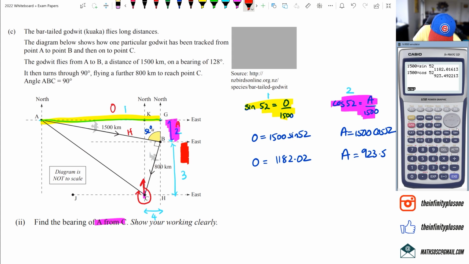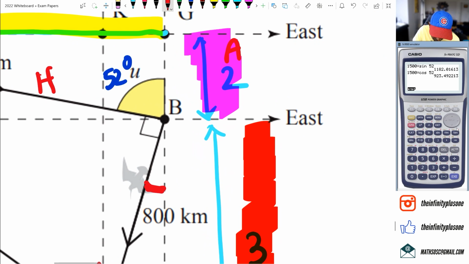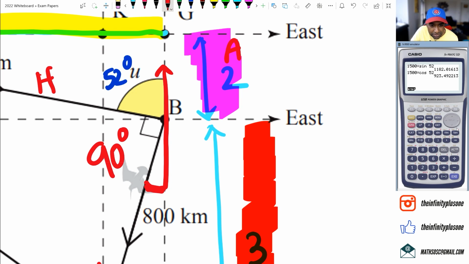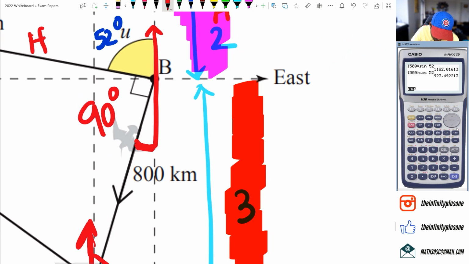Okay, next I'm going to do these two parts. This is part 3 and part 4, which I'm going to work out next. What do we have here? We don't actually have an angle, and we need to figure out what an angle is first. We can figure that out here, because that angle there, you've got angles in a straight line. You've got 52 there, you've got 90 here, so we can say that this angle here will be 38 degrees.